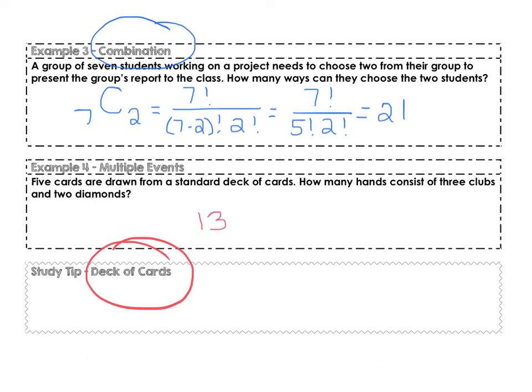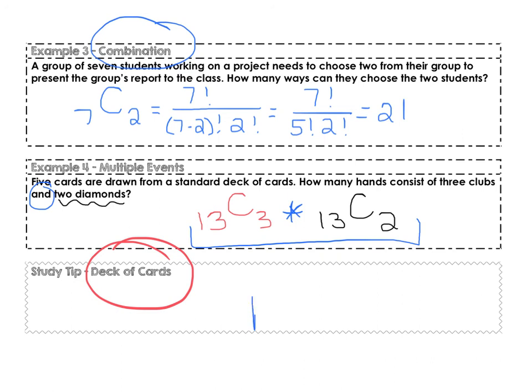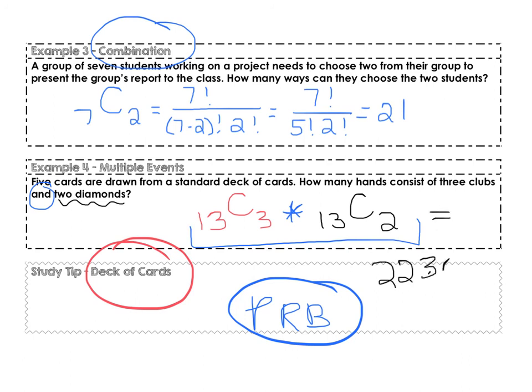So we have 13 clubs, and we're choosing 3 of them. Keyword here is, and means multiply. So now I'm dealing with the 2 diamonds. There are also 13 diamonds, and I'm choosing 2 of them. I'd like to see you type this expression into your calculator. If you don't know how to type in combinations or permutations, try Googling it. I know that you can find the button by pressing Math and scrolling over to the B spot, okay? But investigate this. When you type this expression into your calculator, you get 22,308.